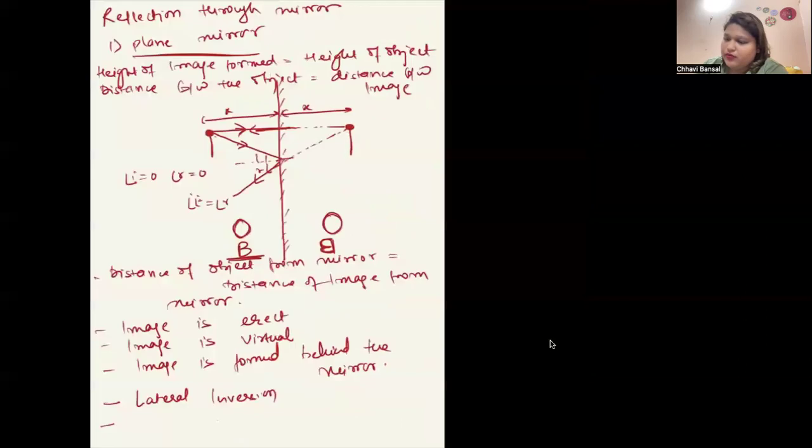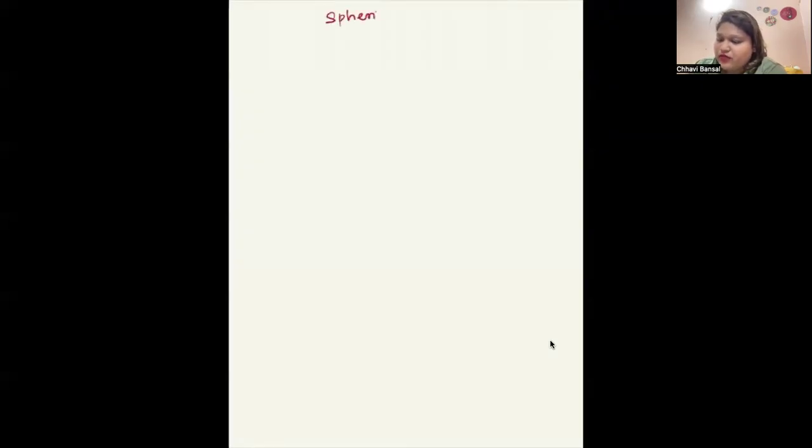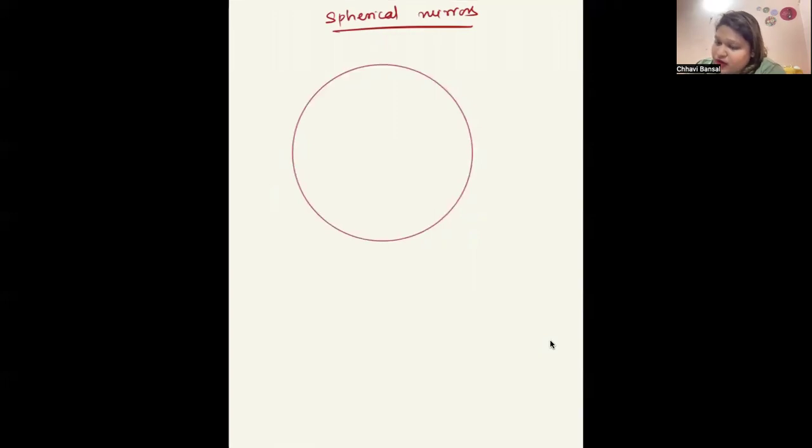Next, we are going to talk about spherical mirrors. What are spherical mirrors? So basically what happens, this is the whole sphere. Right? If any part of it, for example this part of it, is cut, then it is called a spherical mirror, right? So this spherical mirror would have a center, right? This point is called C, the center of curvature.